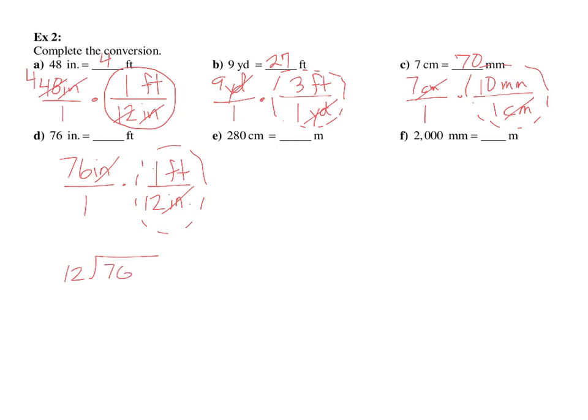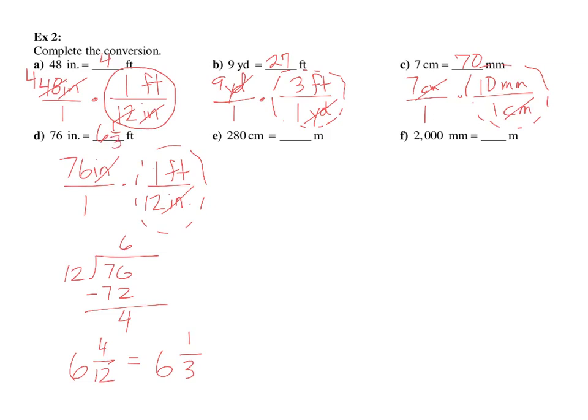Alright, goes in there 6 times. 6 times 12 is 72. Difference is 4. Okay, so I have 6 and 4/12 of a foot. Alright, and 4/12 also reduces to 1/3. Alright, so 6 and 1/3 of a foot.